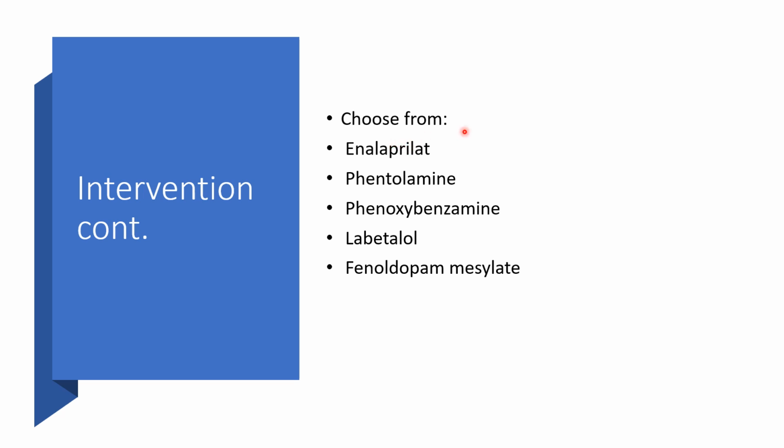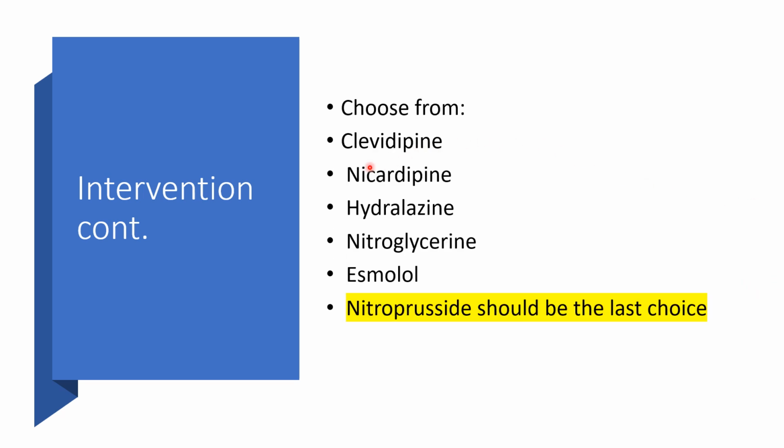We can choose from strong intravenous agents to deal with this situation. Enalaprilat, phentolamine, and phenoxybenzamine if it is pheochromocytoma, labetalol, fenoldopam mesylate. Can also use clevidipine, nicardipine, hydralazine, nitroglycerin, and esmolol. Nitroprusside could be used, but that should be the last choice. In other words, it's not one of the medications that we will rush to administer.